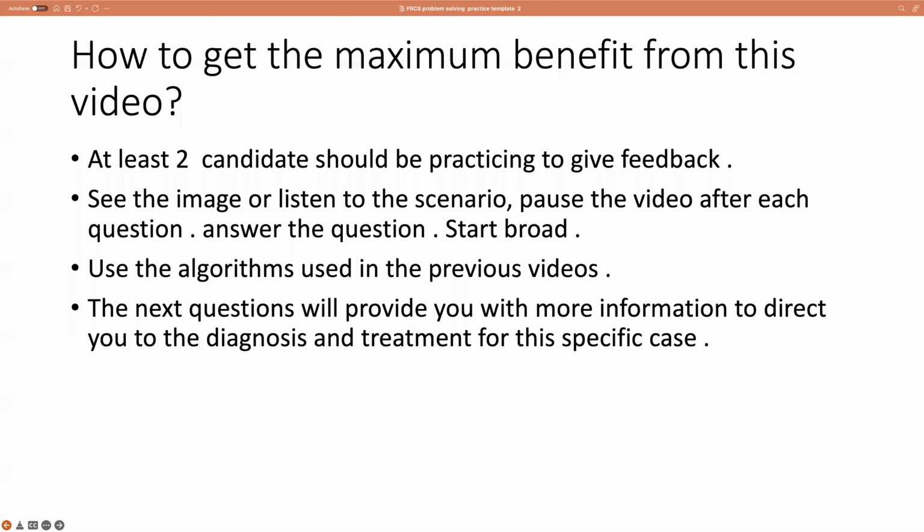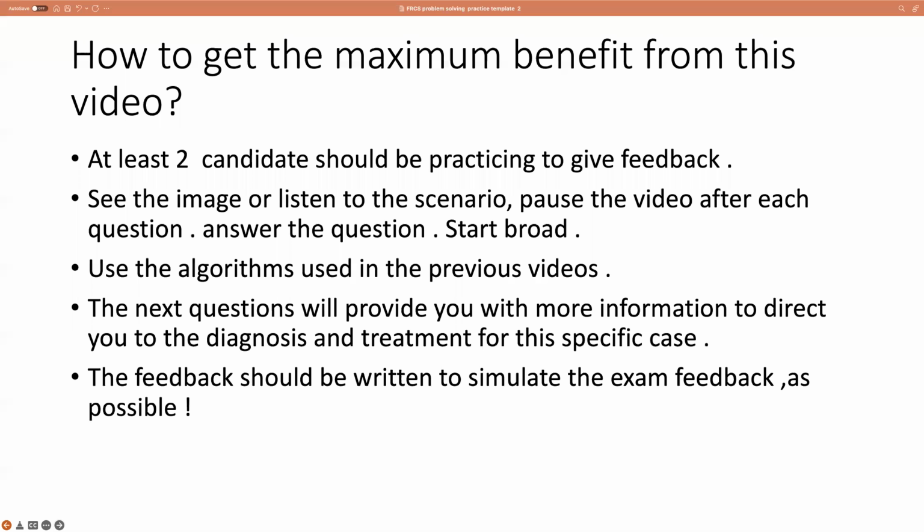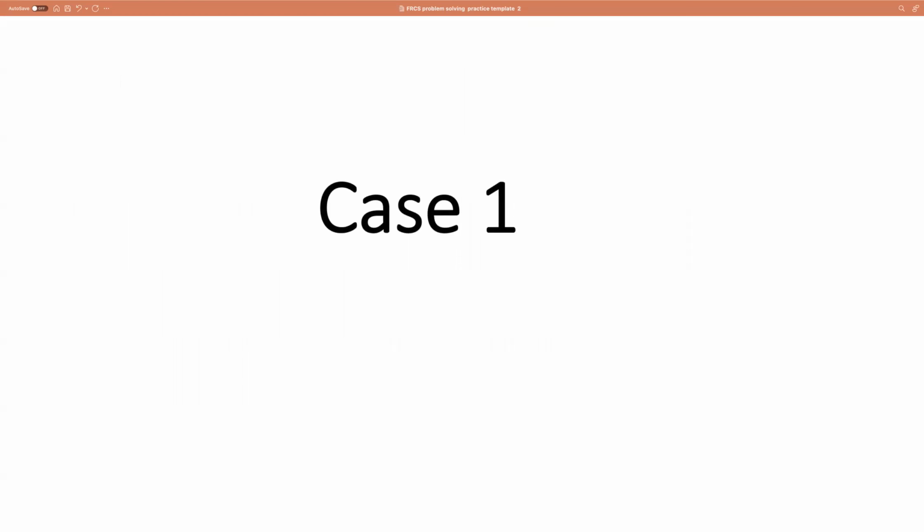The next question will provide you with more information to direct you to the diagnosis and treatment for this specific case. The feedback should be written to simulate the exam feedback as possible. Let's go. Case 1.